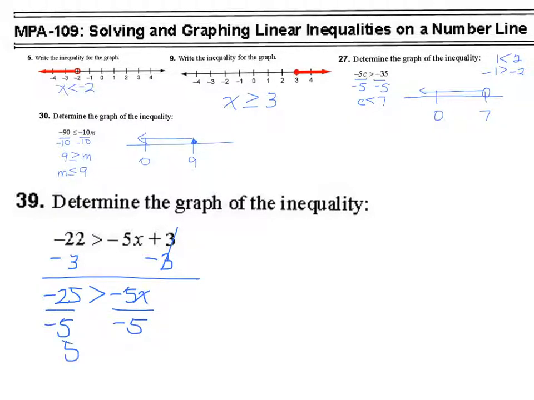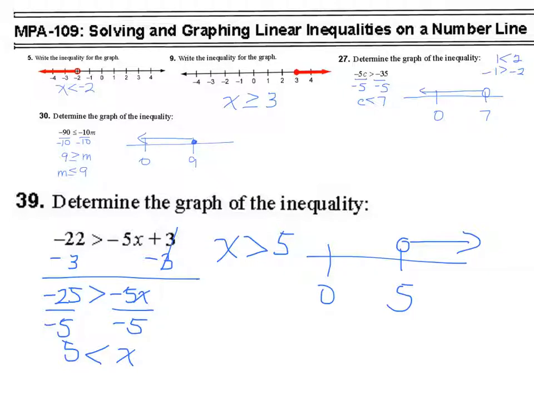Then I want to divide both sides by -5. So I have +5 is less than, because I divided by a negative, x, which would be the same as x is greater than 5. So quick sketch on the number line. I want an open circle on 5, and my arrow is going to go to the right.